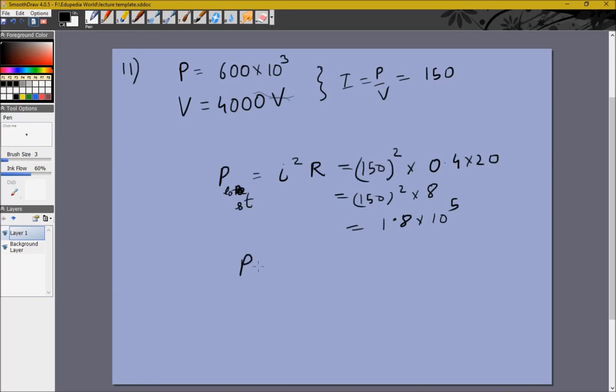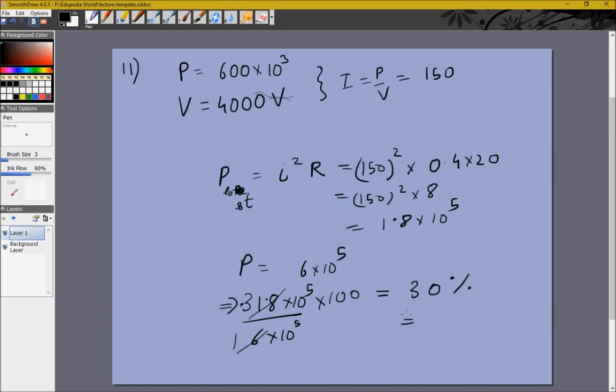And what is the power originally put in? 6 into 10 to the power 5. So the percent lost is 1.8 into 10 to the power 5 by 6 into 10 to the power 5 into 100, or 1.8 by 6 into 100, which you can write as 0.3 by 1, or 30%, which means the answer is B.